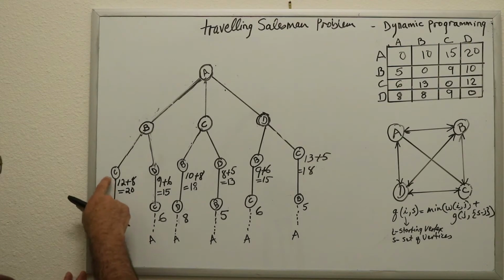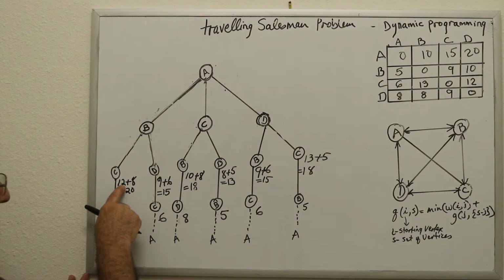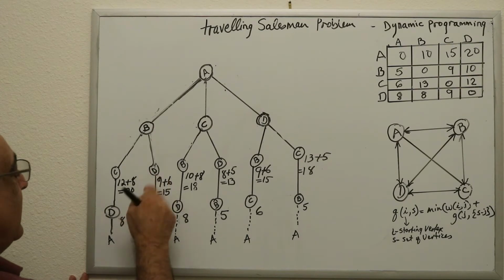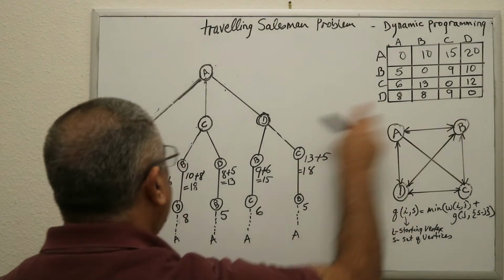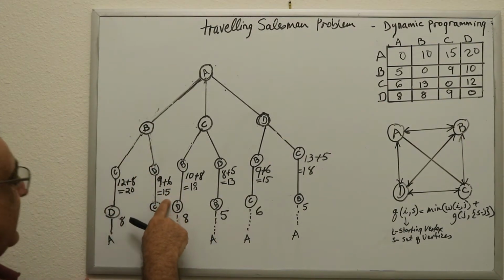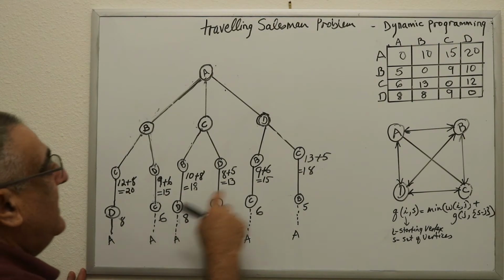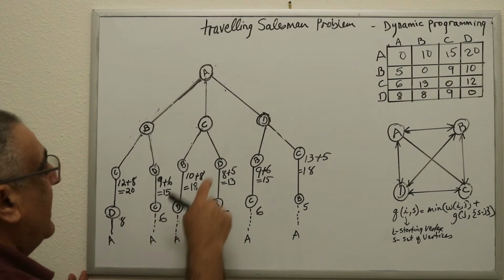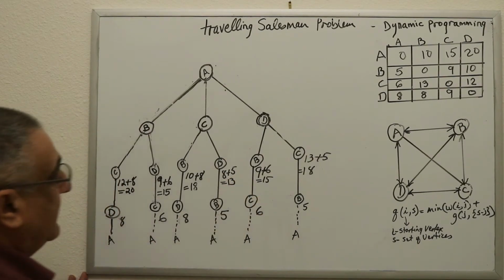Okay. Now, what is the distance from C to D? Now, the distance from C to D is actually 12 plus 8. So that gives me 20. Because I have to go C to D and D to A. The distance, or the cost, whatever you want to associate that with, from D to C is 9. 9 plus 6 is 15. How about B to D? B to D is actually 10 plus 8, so that gives me 18. How about D to B? D to B, it's 8 plus 5, so that's 13.